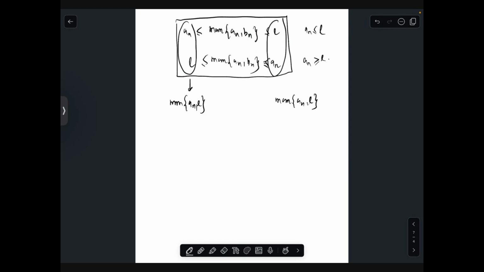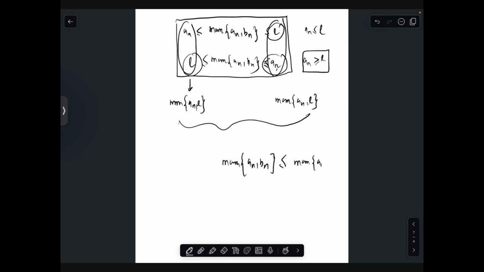You see that always. If N is greater than or equal to L, on the right hand side there is always N, and on the left hand side there is always L. That means the minimum is always here and the maximum is always here. And similarly, if N is less than or equal to L, the maximum is L, so L is on the right hand side. So we can write both these inequalities together as: minimum of An comma L is less than or equal to max of An comma Bn, which is less than or equal to maximum of An comma L.